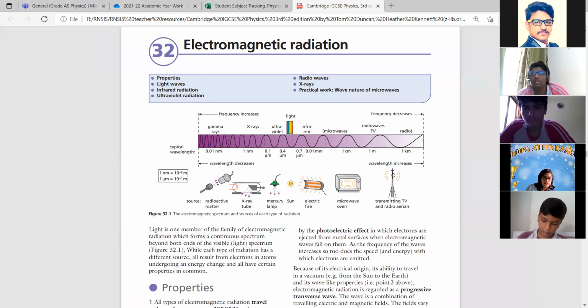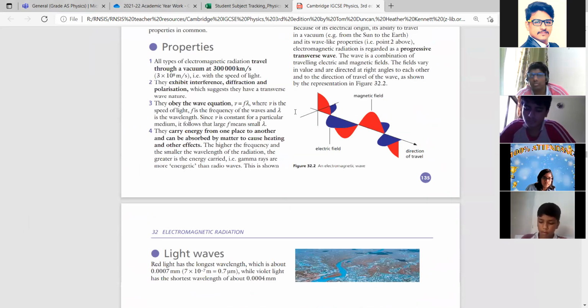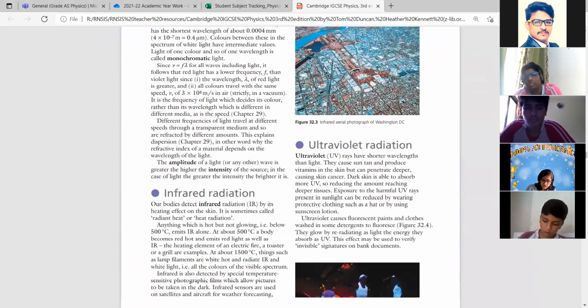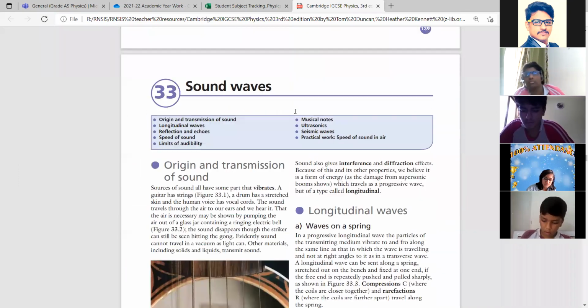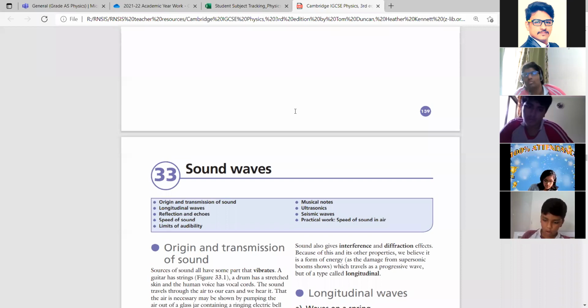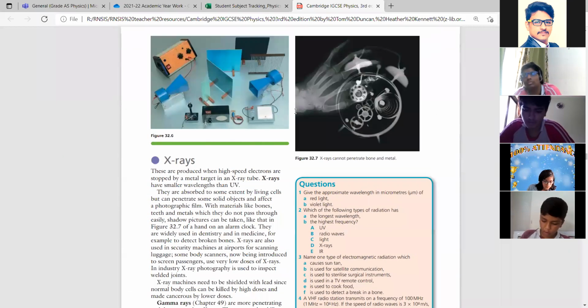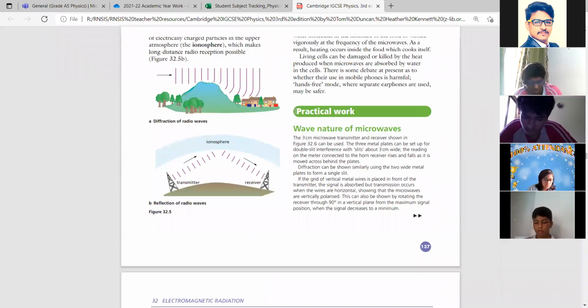This chapter doesn't have much to explain. It's all self-explanatory. You can just read it out. If you have doubts, you can tell me. Any doubts? It's all about application. Where are they used? How are they used and stuff?